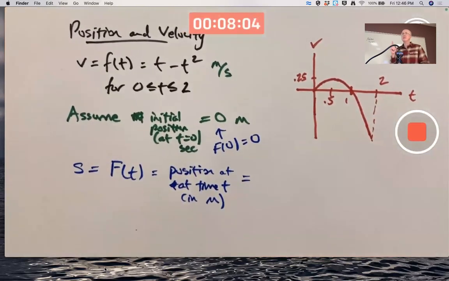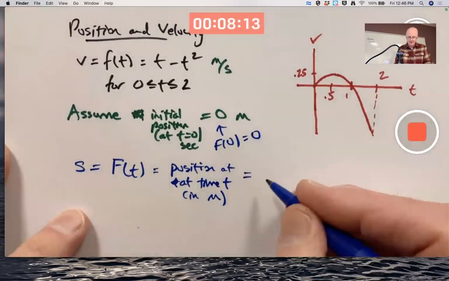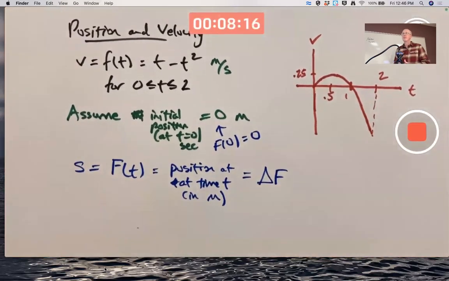Because I'm starting the position at time 0, the position itself is the same as the change in position, which I could call delta F. If I start somewhere other than position 0, say throwing a ball up with my hand as I'm standing here, and I let the ball go up and then come down and hit the ground, the change in position is not the same as the actual position if the ground is position 0.